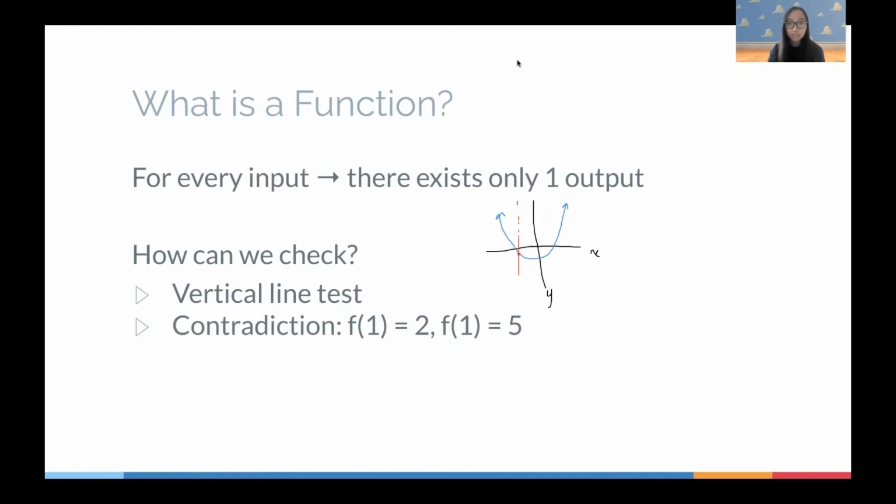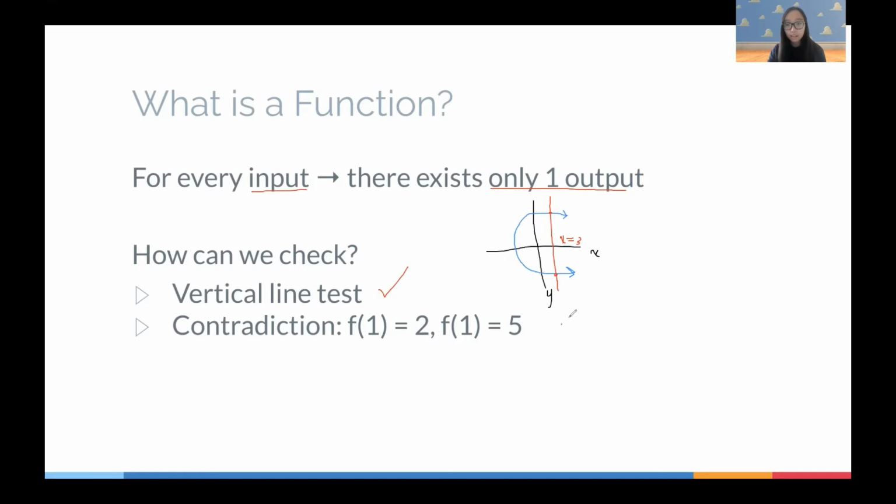However, if I have, for example, another parabola, I will just draw one. If I have something like this, it is not a function because if I were to do the vertical line test, let's say here, at one x value, let's say x equals 3 here, there are two y values, then that is not a function because we said a function is something where for every input, there only exists one output.